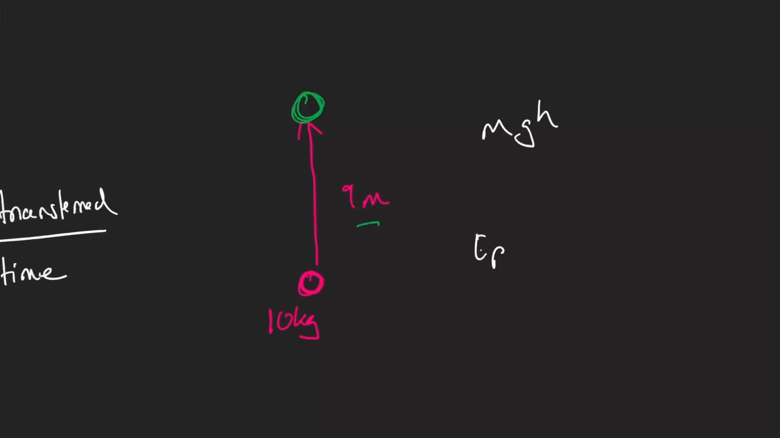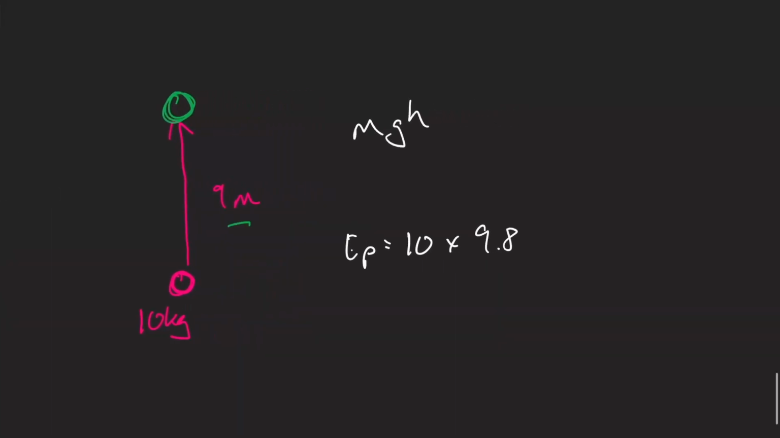So let's call it EP is equal to the mass, which was 10 kilograms, multiplied by g. Now g is the gravitational field strength, and normally on Earth it's 9.8 newtons per kilogram, and usually they'll give that to you anyway, and then multiplied by the height, which is 9 meters. And so if you put that in your calculator, you'll work out the elastic potential energy. So I'll just go ahead and do that.